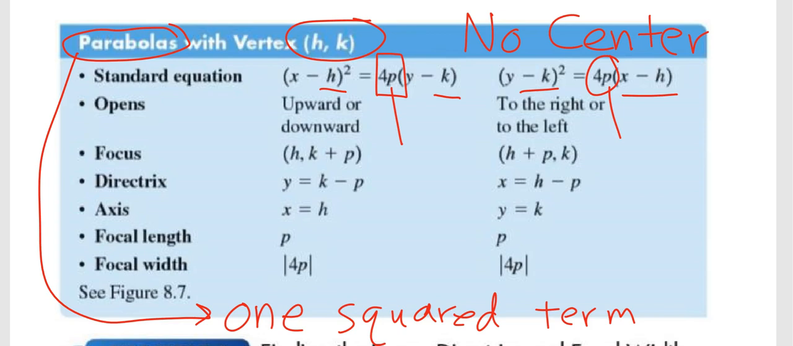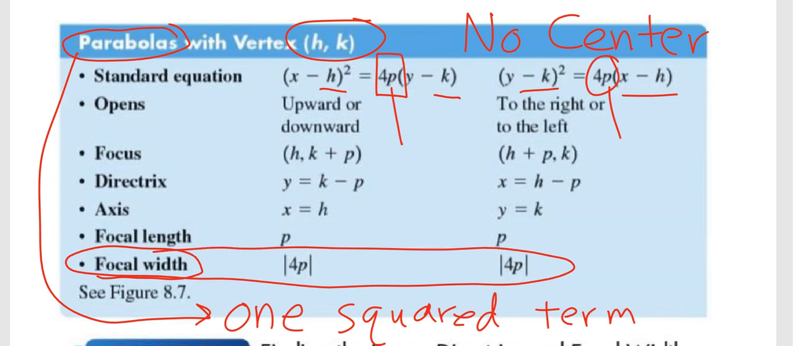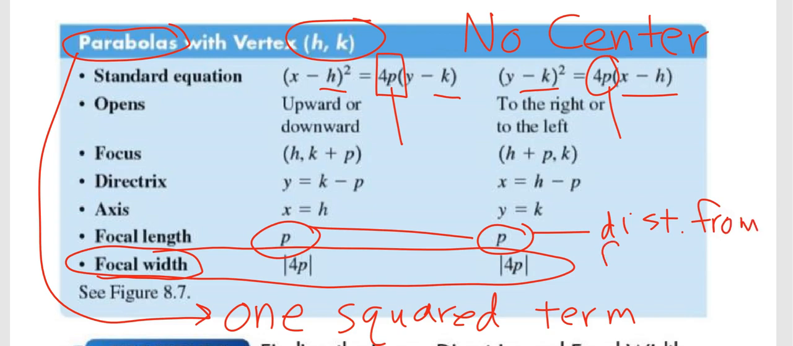So this 4p goes with what? The focal width. That is the focal width. So that is the distance across, touching the edges through that focus, right? And how do I find the distance to the vertex? 4 times the focal width. Okay? So just 1p, that is the distance from focus to vertex.